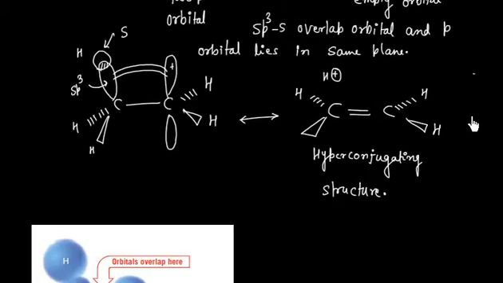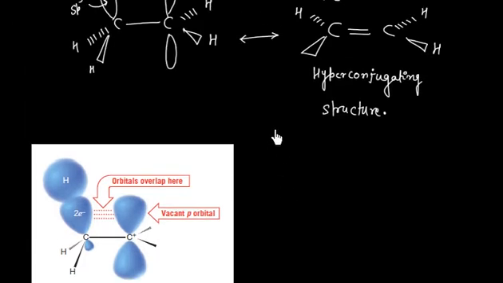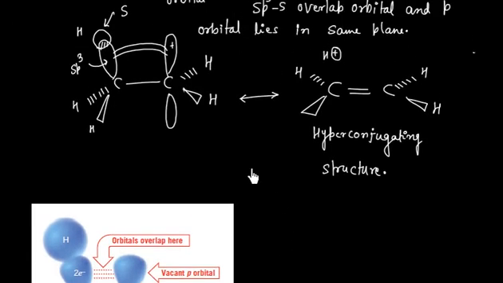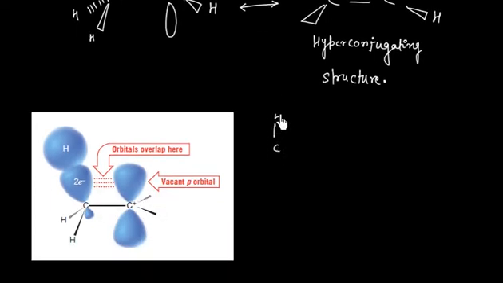The same thing we can show by this kind of three-dimensional orbital picture diagram. So this is the p orbital, this carbon is sp3 hybridized orbital, this is hydrogen. So electron can flow from this sp3 hybrid orbital to this p orbital. So basically there is an overlap between sp3 and p orbital. This kind of overlapping is called hyperconjugation. Hyperconjugation is also called no bond resonance because these two structures are very similar to resonance. If you see, we can write the same thing.